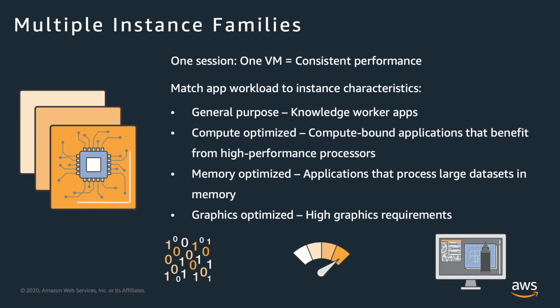AppStream supports multiple instance families for the different workloads that you have, so you can choose the right instance family for the right workload characteristics. The instance families that AppStream provides consist of general purpose instances for regular knowledge worker apps, compute optimized instances for applications that require high performance processors, memory optimized instances for applications that need to process a large amount of data in memory, and graphics optimized instances for applications with high graphics requirements.